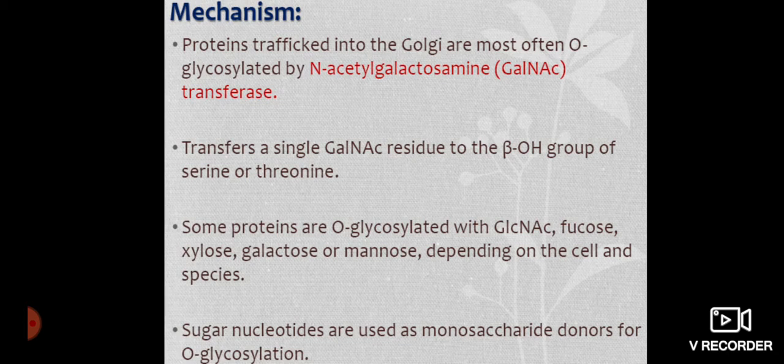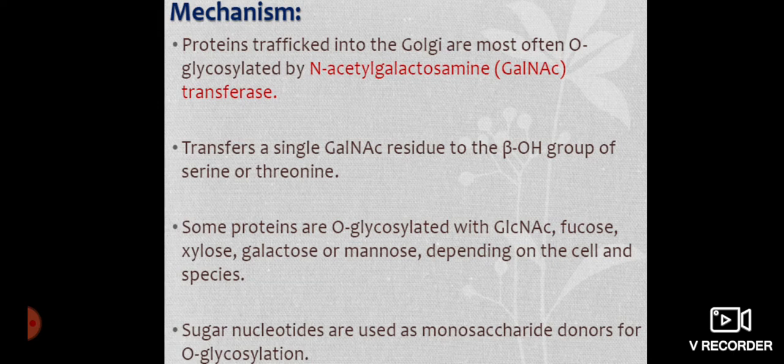So if we come to the mechanism of addition of sugar units, here I am giving you a mechanism of addition of sugar units wherein the proteins are first trafficked into the Golgi apparatus. That means they get vesicularized from the endoplasmic reticulum, and then they will be transferred into the cisternae of the Golgi.